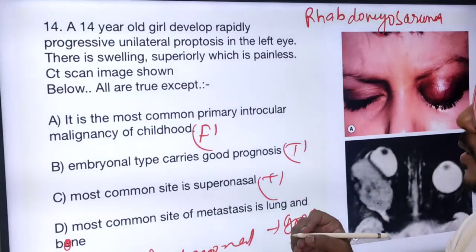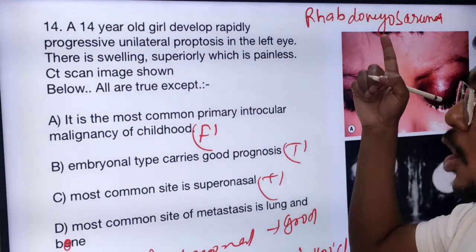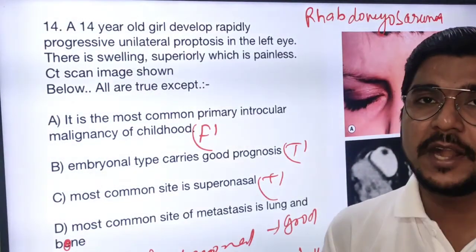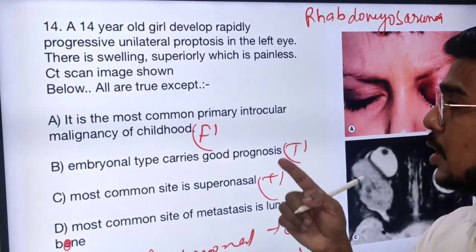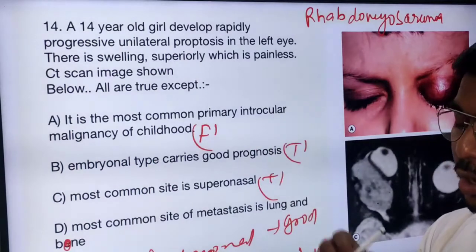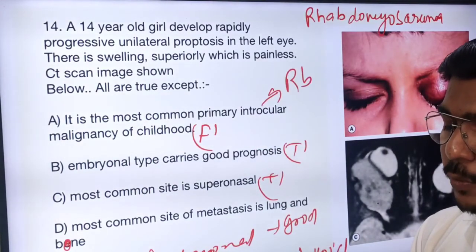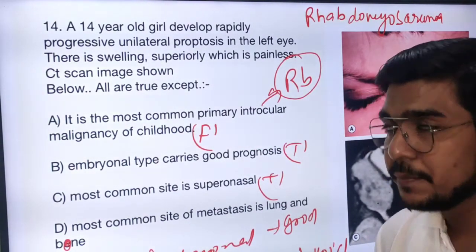So what is right? It is the most common primary orbital malignancy, and the most common sarcoma of childhood also. So what is the most common primary intraocular tumor? The most common primary intraocular tumor is retinoblastoma, right?